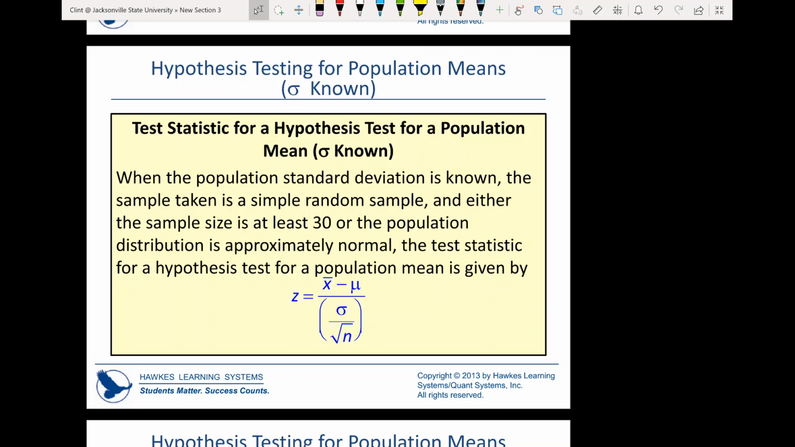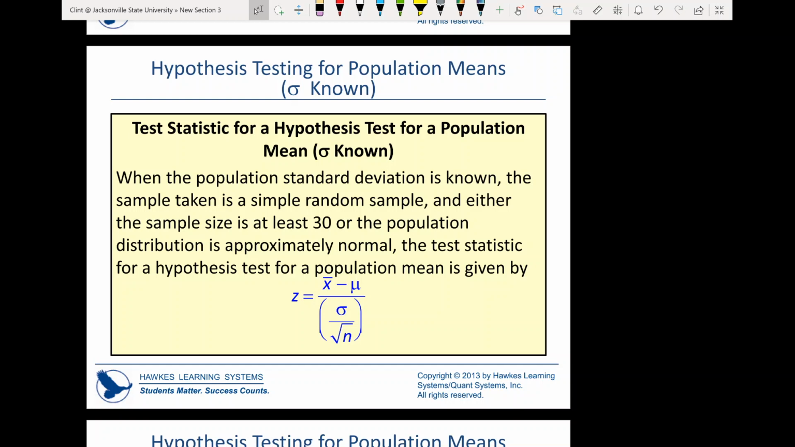If you look at the formula on the top, we've got x bar minus mu. x bar is the sample mean, mu is the population mean, so that can be a little confusing because we've got two means in this formula. And then in the bottom, we're dividing by the population standard deviation over the square root of the sample size n.